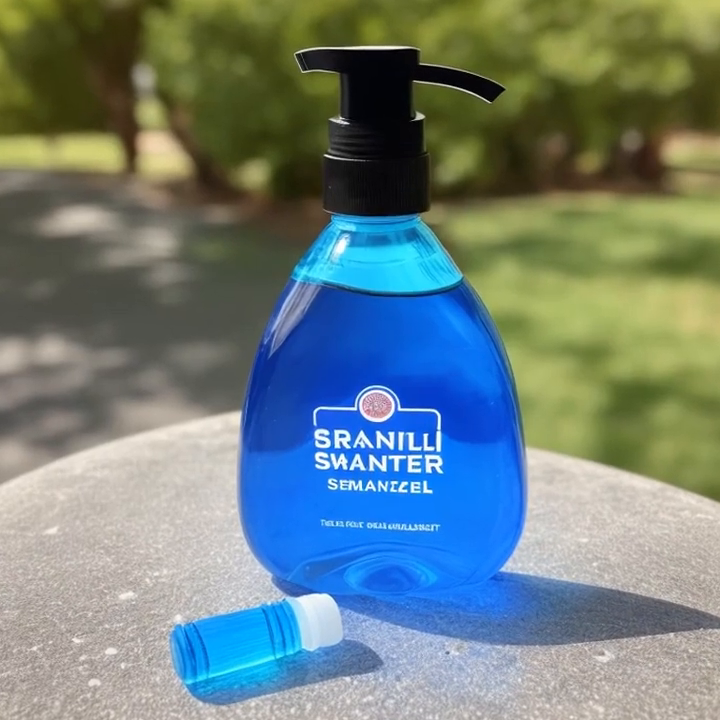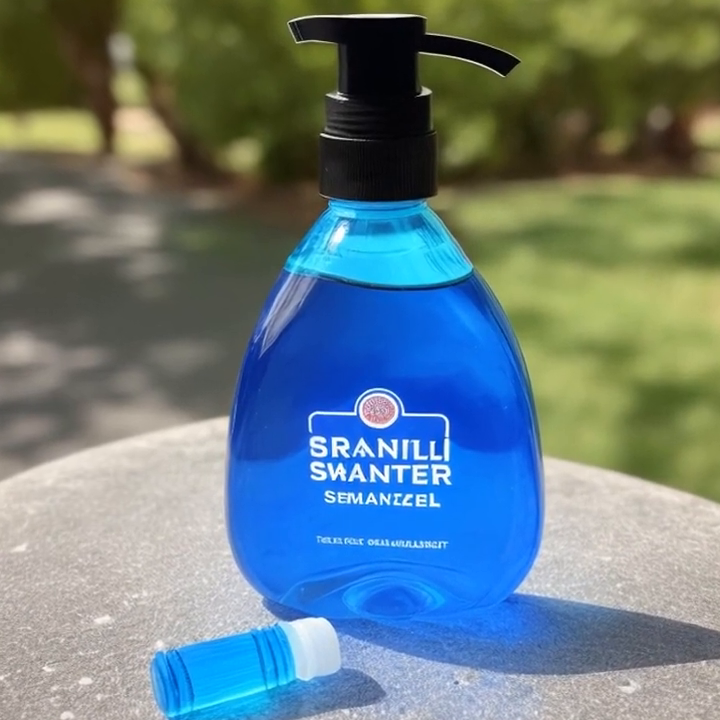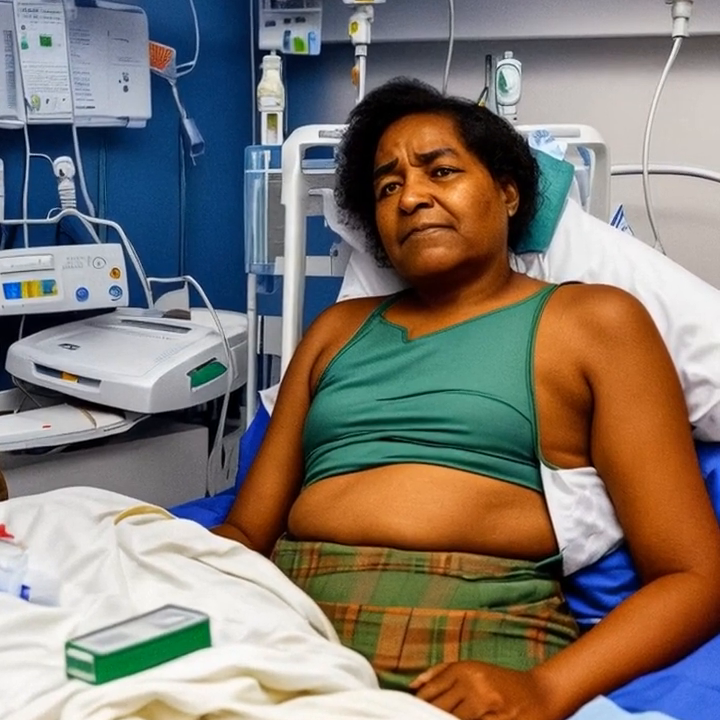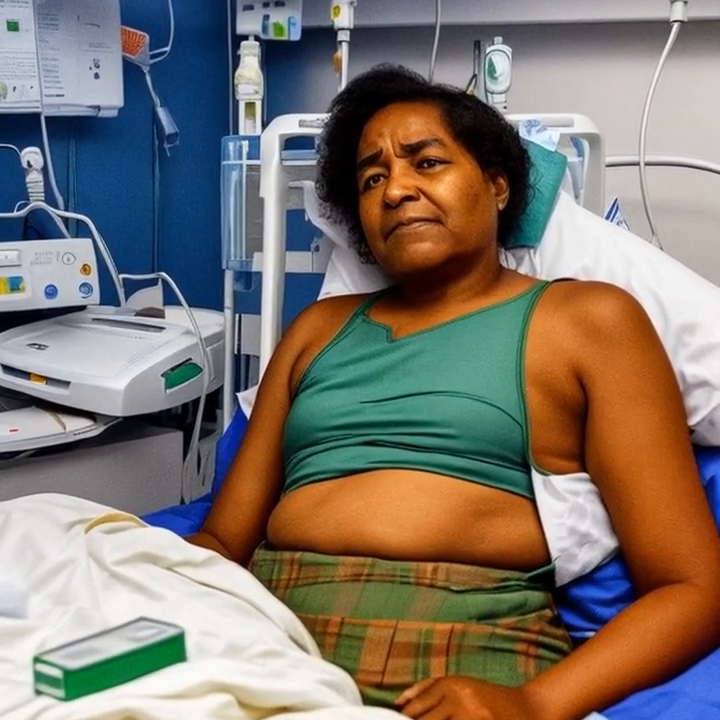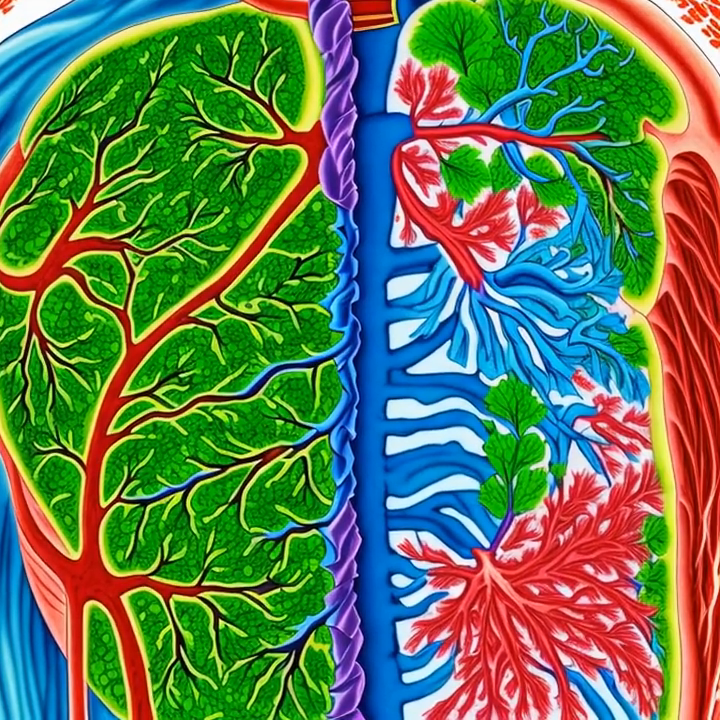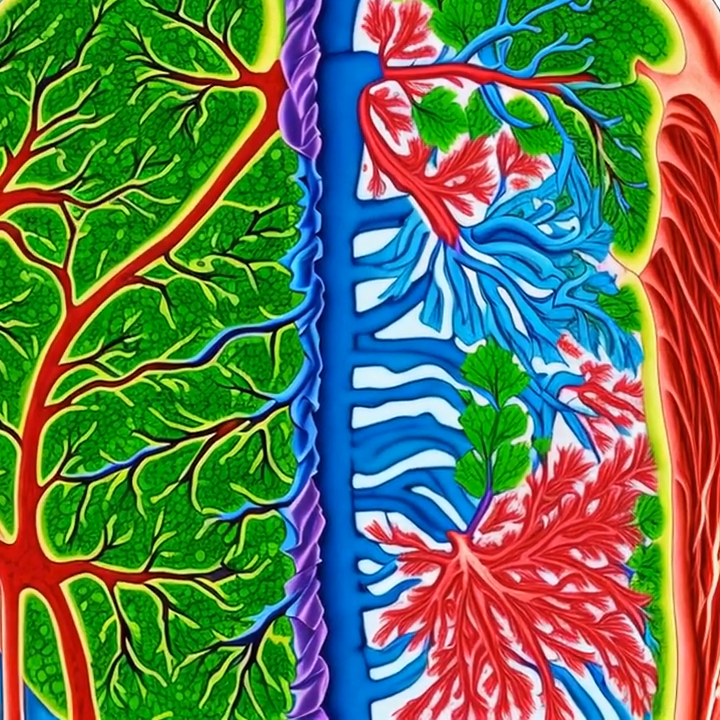The flu is primarily transmitted through respiratory droplets produced when an infected person coughs, sneezes, or talks. These droplets can land in the mouths or noses of people nearby or be inhaled into the lungs. The virus can also survive on surfaces, so touching a contaminated object and then touching your face can lead to infection.